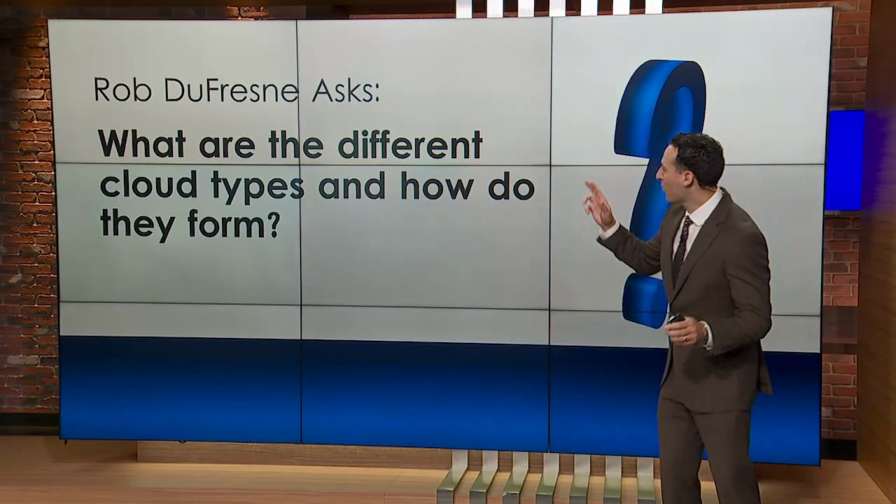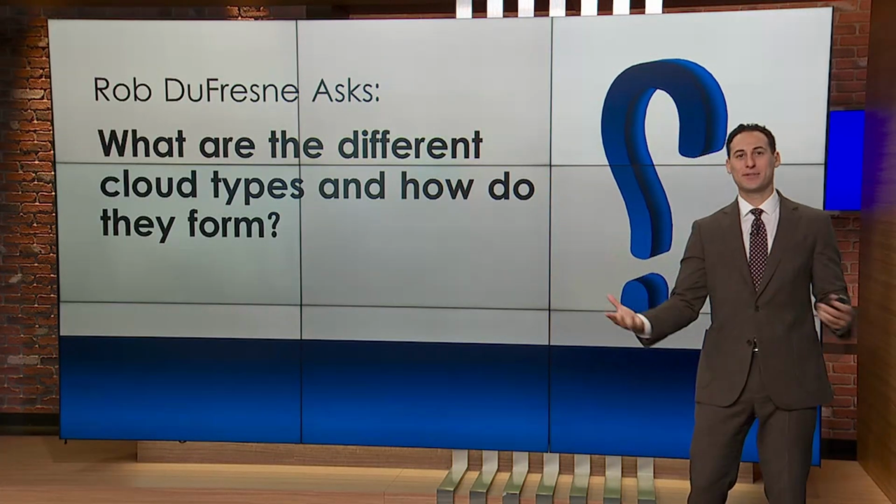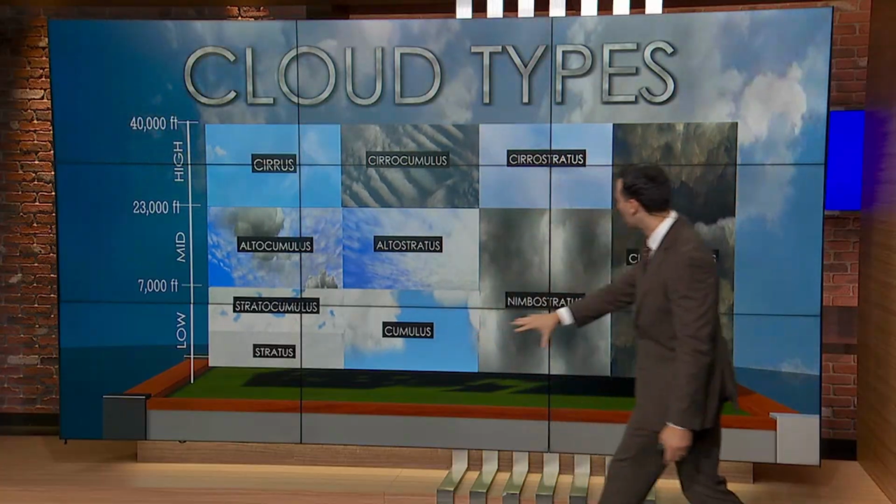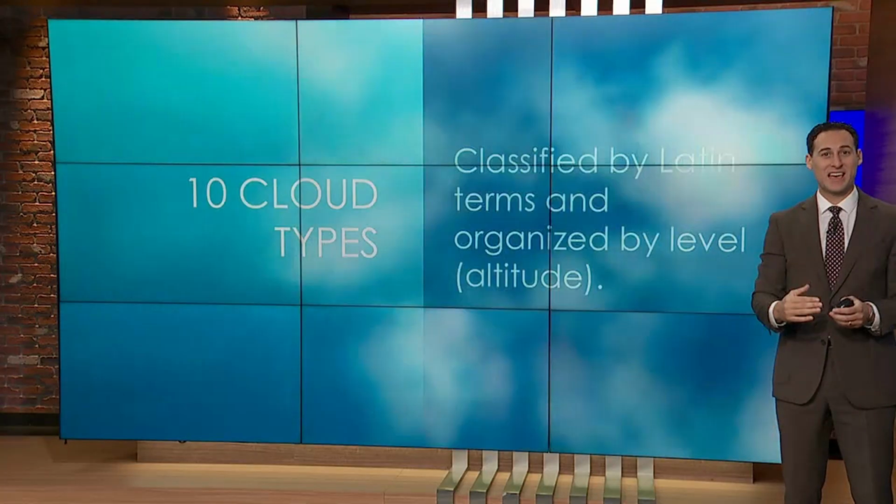And Rob asked, what are the different cloud types and how do they form? Well, there are 10 main cloud types and subsections of each, which we'll get into at a later time. And these clouds are either high, mid, or low level in our atmosphere, and there are a couple of clouds that go into both of those categories.